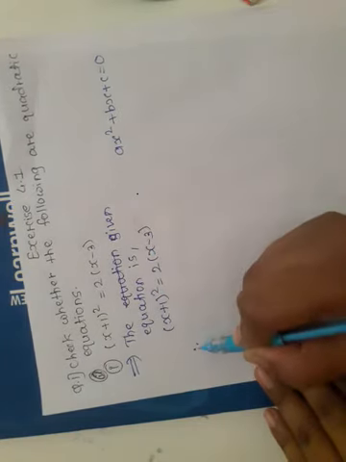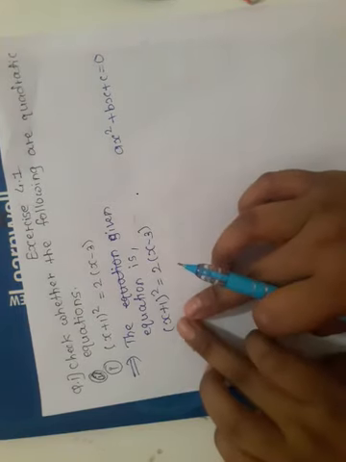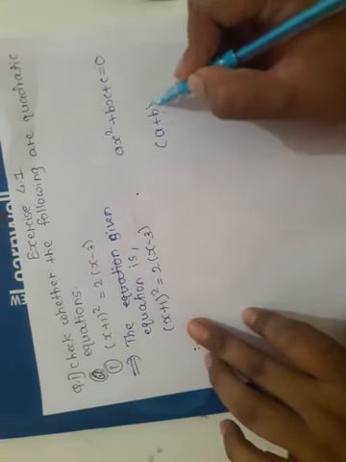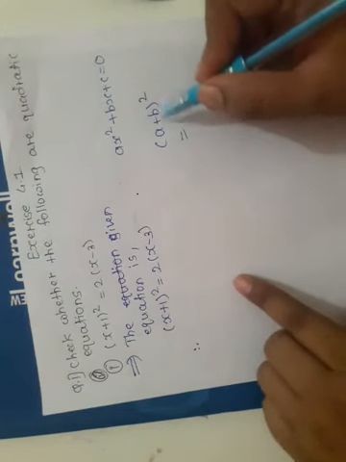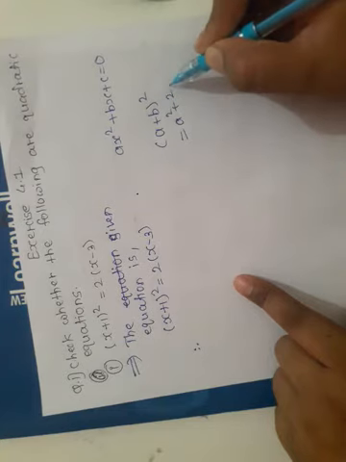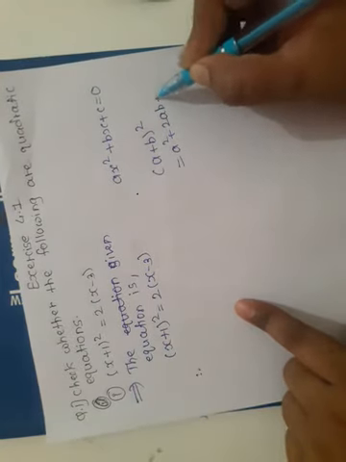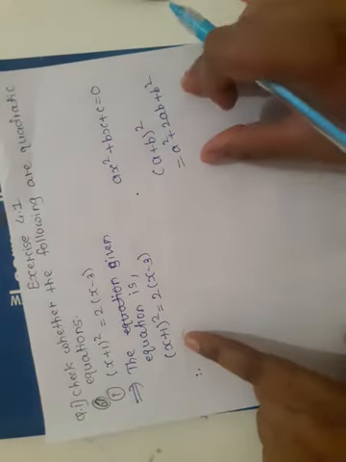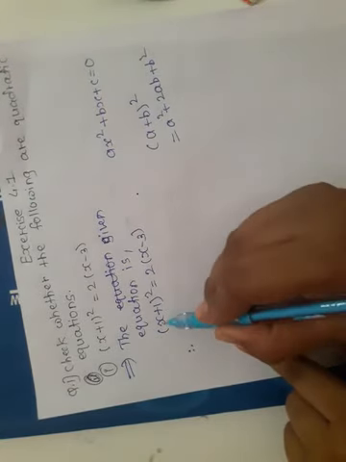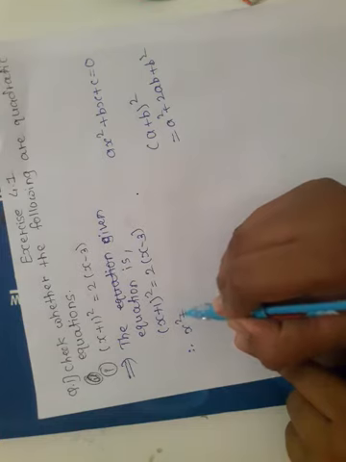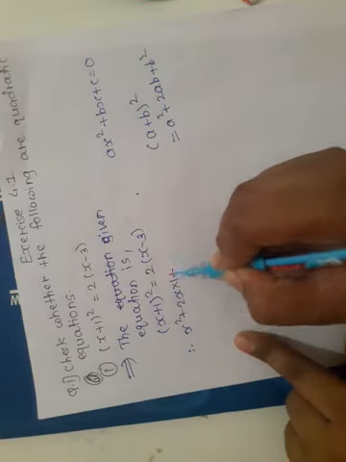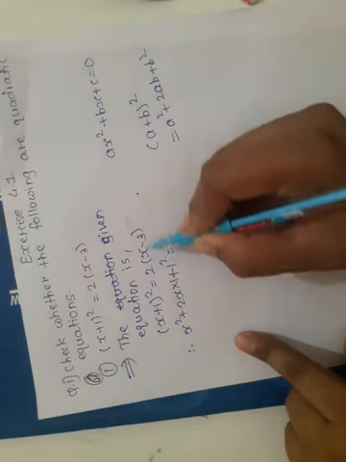Now simplify this equation. We know very well x plus 1 bracket square means what? We have to use the formula a plus b bracket square, which is equal to first term square plus 2 times first into second term plus second term square. Remember all these formulas. Now we apply this formula here. First term square is x square plus 2 into first term into second term plus second term square. Now simplify these brackets.